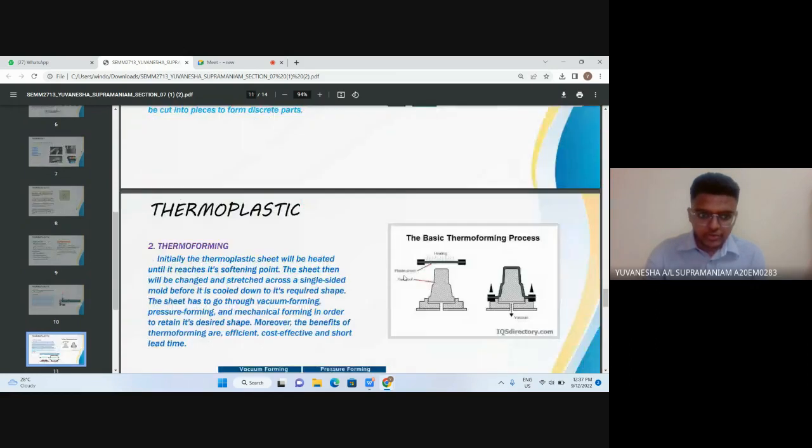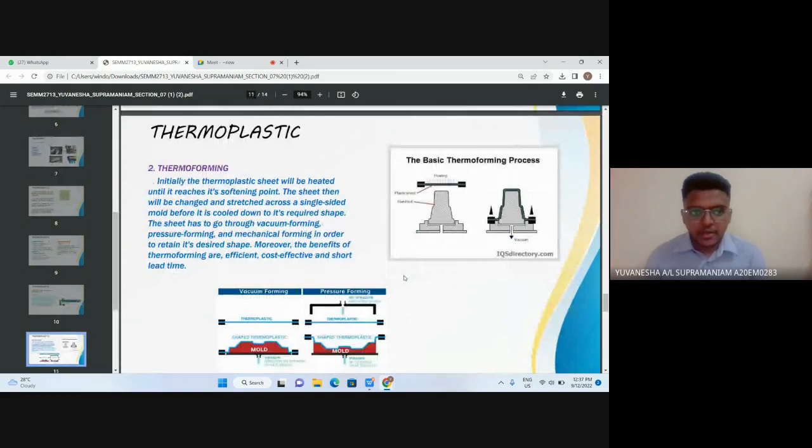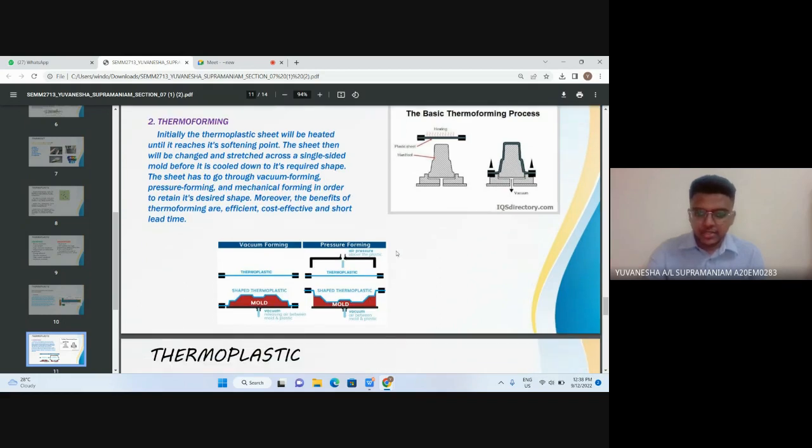Now, I will move on to the second process, which is thermoforming. Initially, the thermoplastic sheet will be heated until it reaches its softening point. The sheet then will be changed and stretched across a single-sided mold before it is cooled down to its required shape. The sheet has to go through vacuum forming, pressure forming, and mechanical forming, which are three types of forming, in order to retain its desired shape. Moreover, the benefits of thermoforming are efficient, cost-effective, and short lead time. These both are the illustrations of the thermoforming process.